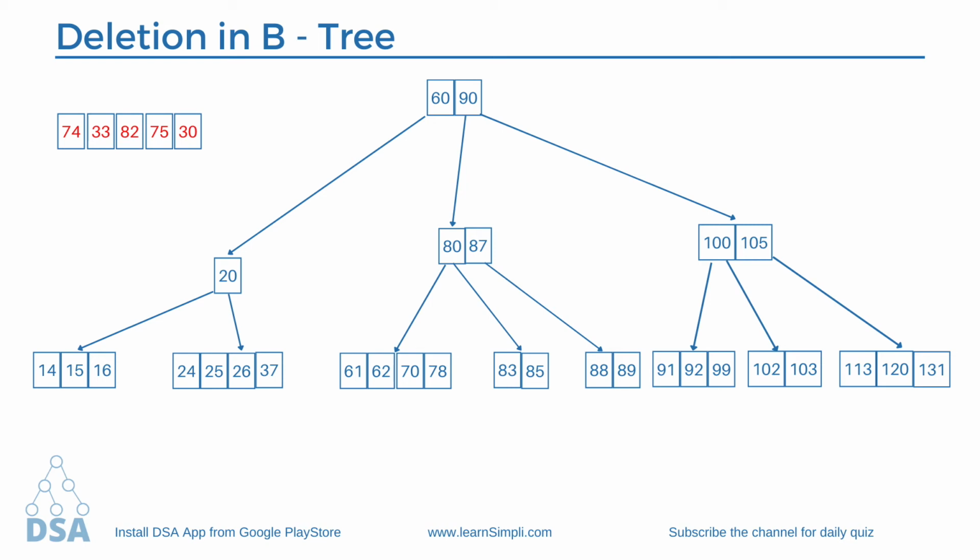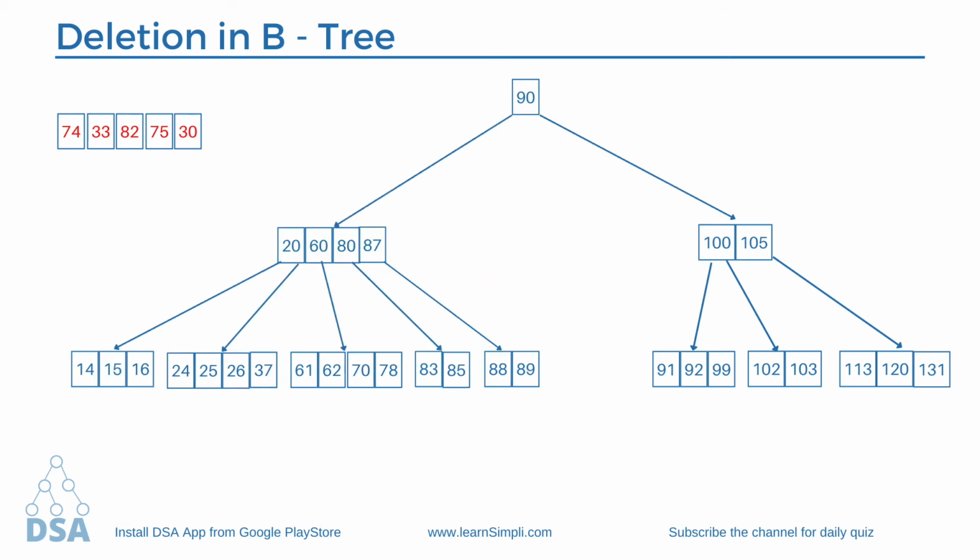In such a case, it will ask its parent node, and a key from the parent node will come down and merge the nodes. Here 60 will come down and merge with the sibling. So the node will become 20, 60, 80 and 87. On the right side, the tree will remain the same as it is.